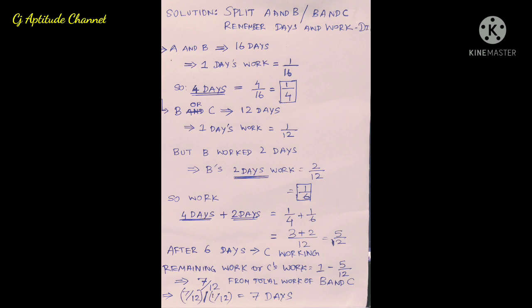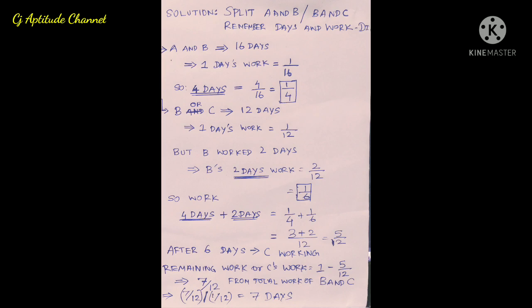Then the second part is B or C. Here B continues after A and B together. After A leaves, B continues, not C. So B worked alone for 2 more days. Calculating B's 1 day's work, we can find 2 days' work. B alone can complete the work in 12 days. So 1 by 12, just the inverse, is 1 day's work. 2 days' work will be 2 into 1 by 12, 1 by 6. Keep it in mind. 1 by 4, 1 by 6.